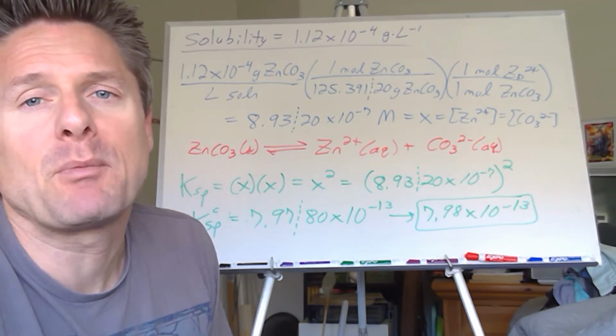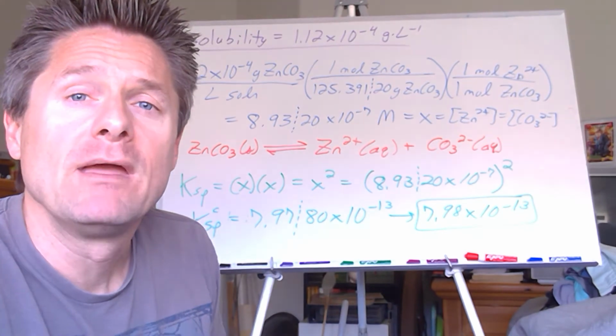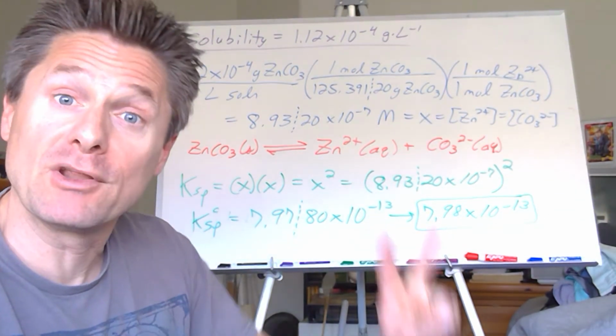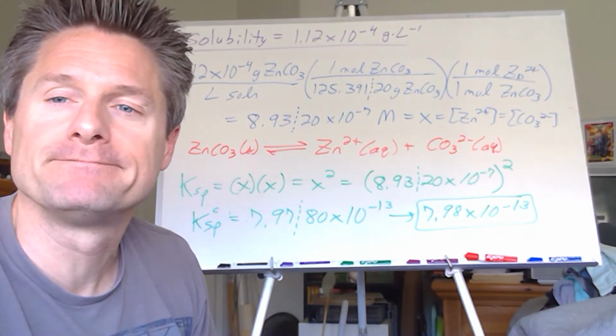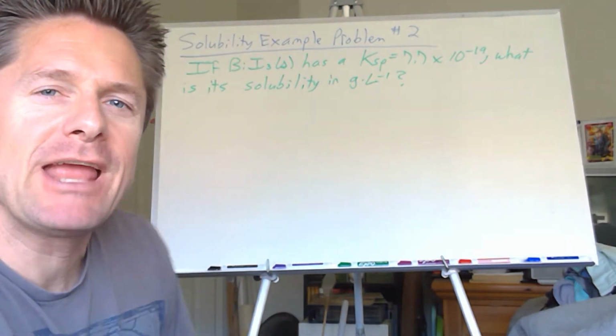Let's do the second type of problem where we will know the KSP value from the table or from the problem. We're going to solve for the solubility. So it's just the reverse of this, just backwards. You ready, gang, for the second kind of problem? Here comes your change up.